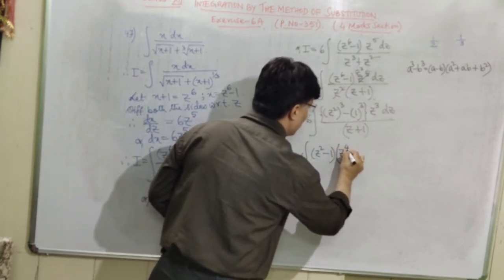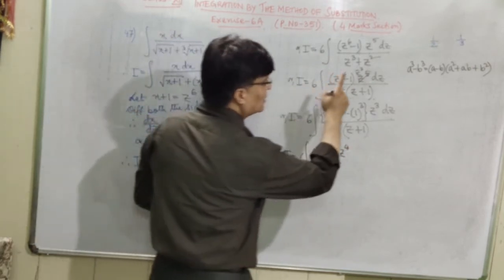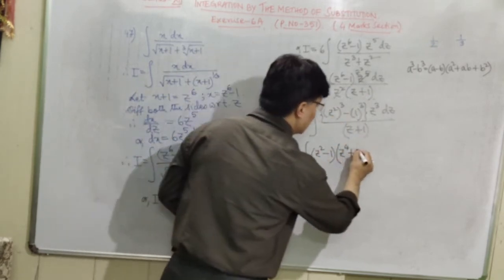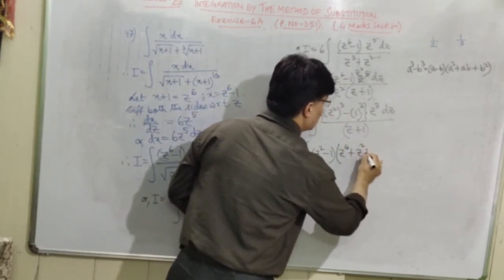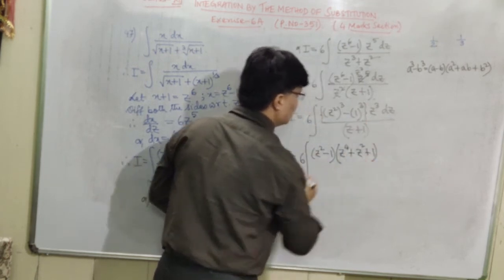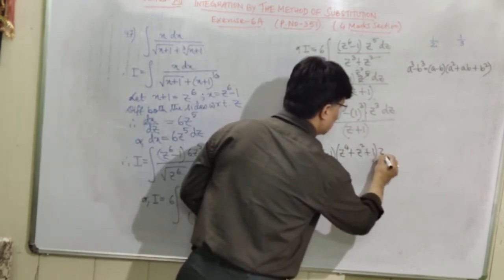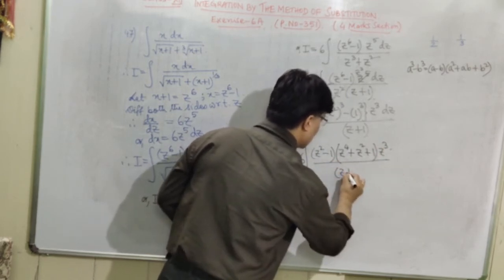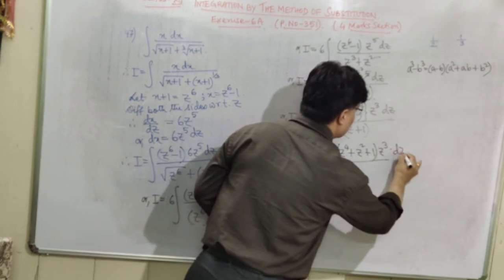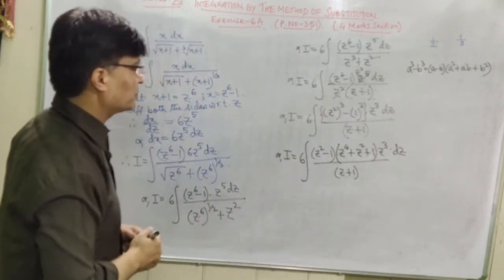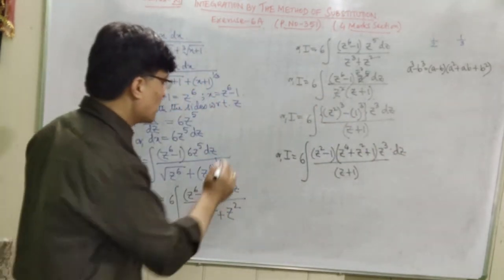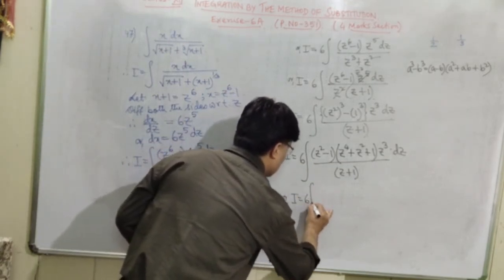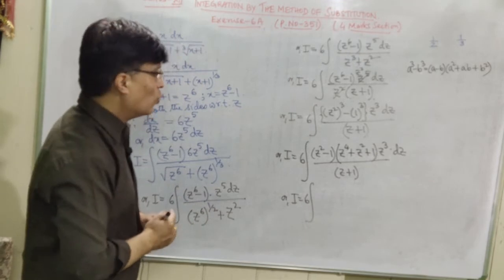That is z to the power 4. Right? Then plus ab. What is plus ab? Plus z square into 1. That is ab. Then plus what is b whole square? B whole square is 1. Okay? Then you can write here z cube. So this whole divided by this is your z plus 1. Then what do we write here? dz. Understood now?